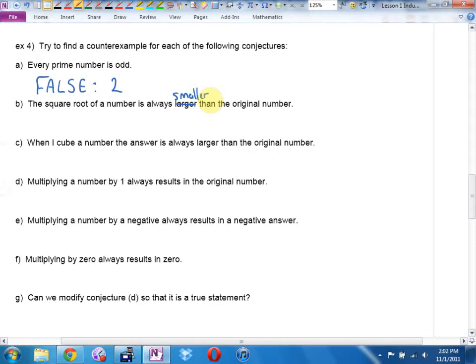Well, let's try some in our head. What's the square root of 25? 5. Is 5 smaller than 25? Okay, seems to be. What's the square root of 10? Decimal. What is the square root of 10 on your calculator? Is that smaller than 10? Okay, seems to be. What other numbers, if I was trying to do a reasonable proof or trying to find a counterexample, what other things might I try if I was trying to approach this systematically?